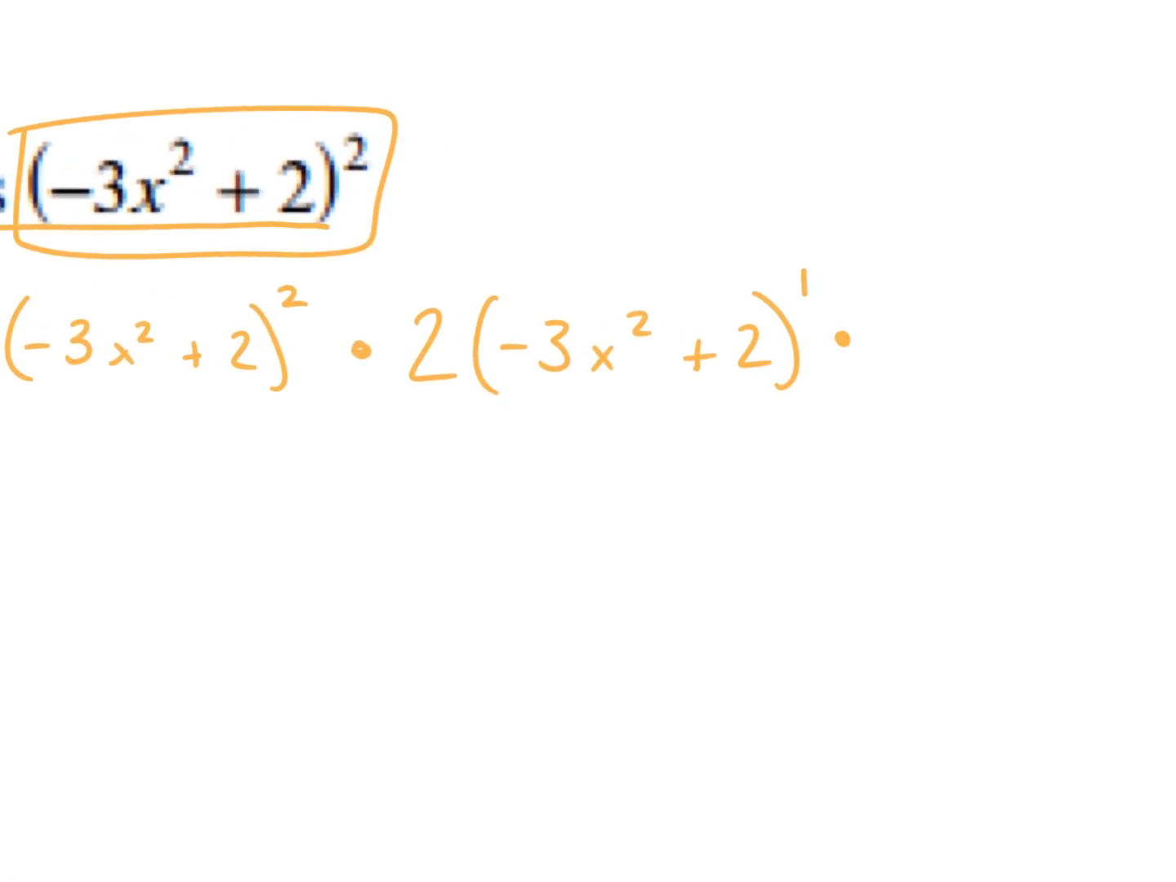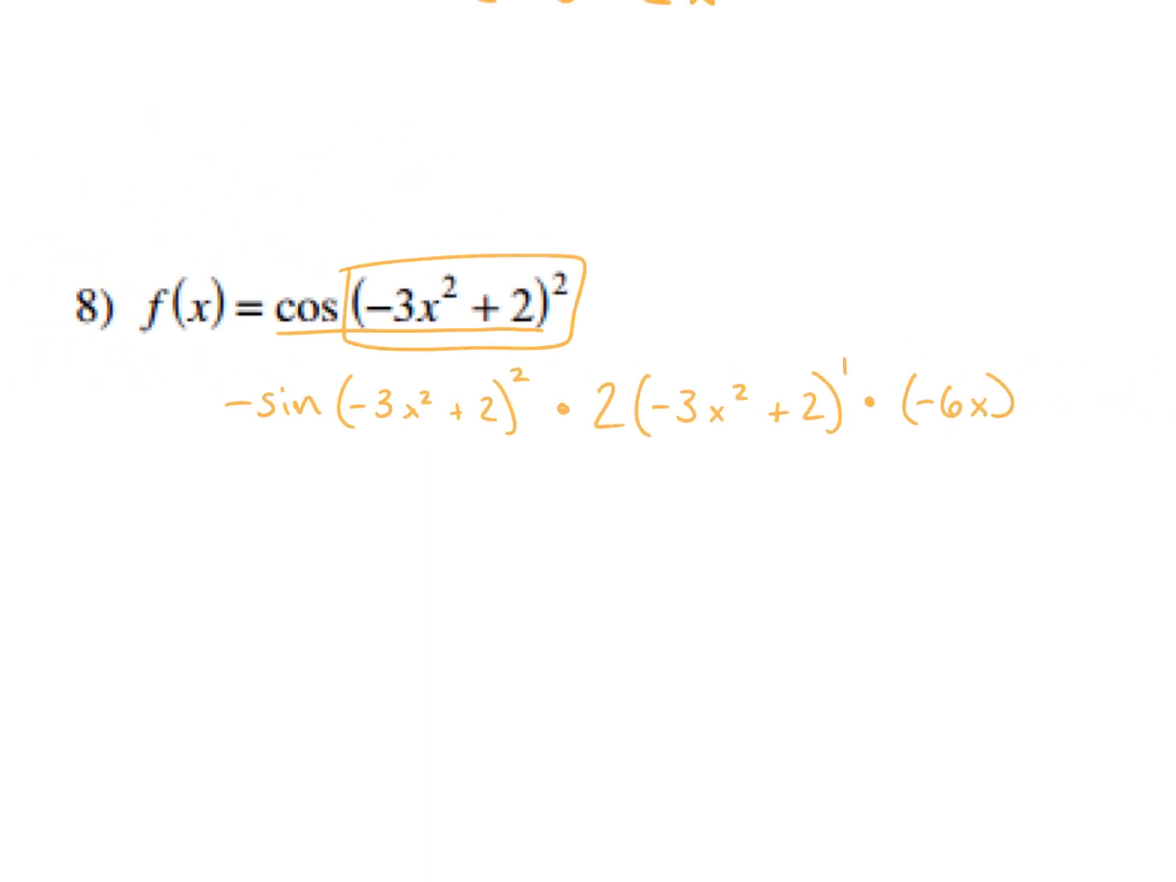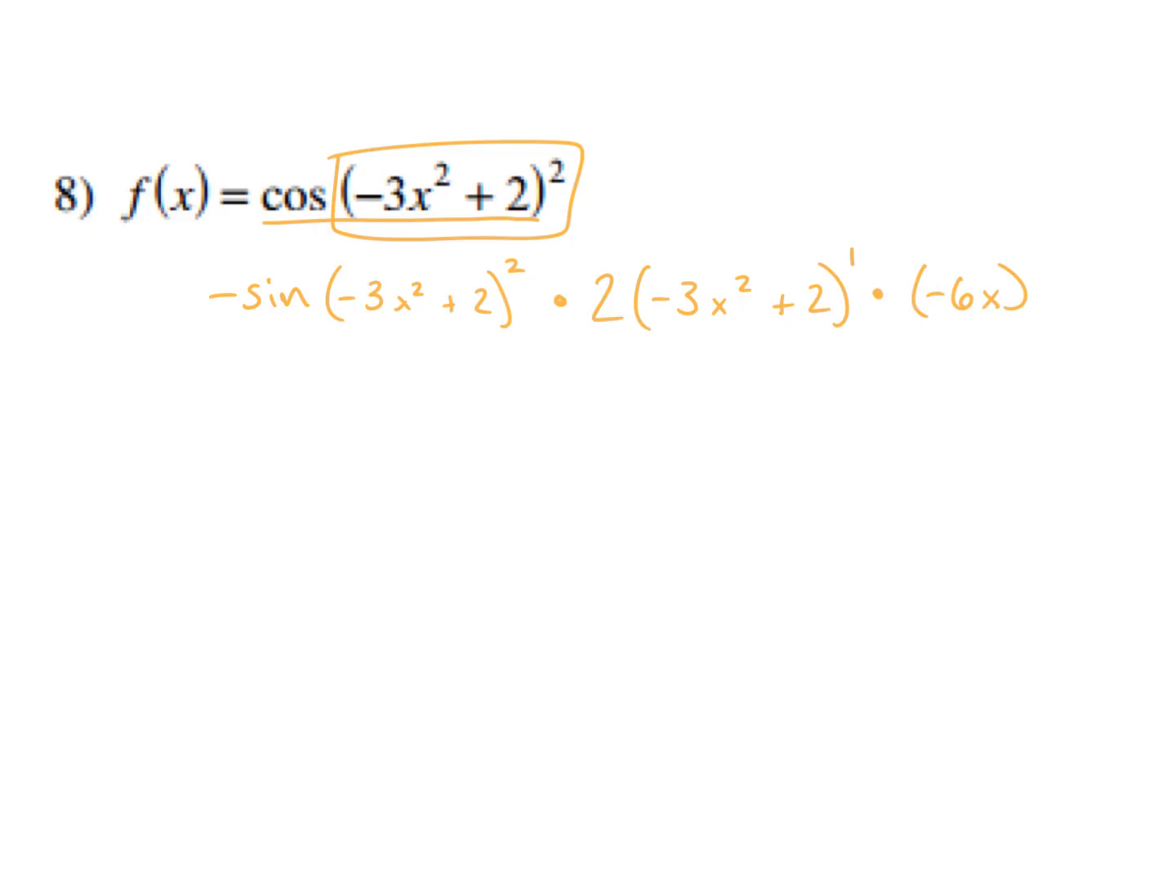What's the derivative of negative 3x squared plus 2? Negative 6x, perfect. So I would say this is 12x, actually I'll put everything out front, 12x times (negative 3x squared plus 2) times sine of (negative 3x squared plus 2) squared.